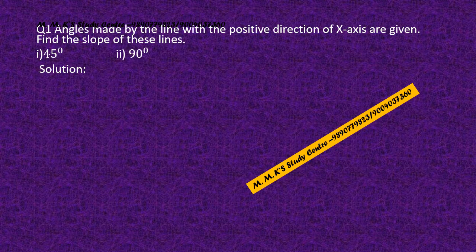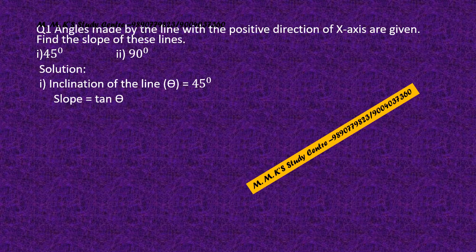Question 1. Angles made by the line with the positive direction of the x-axis are given, and we have to find the slope of the lines. So two questions are given to us. Question number 1, 45 degrees, question number 2, 90 degrees. We'll see the solution, children.